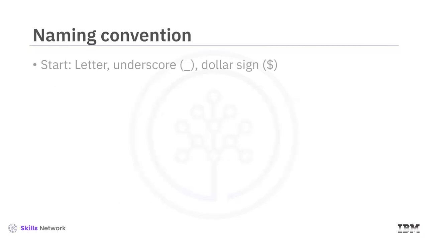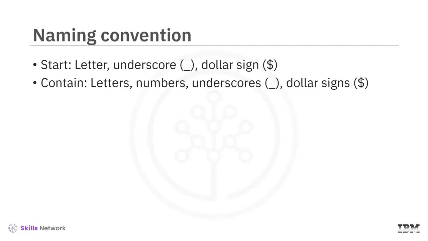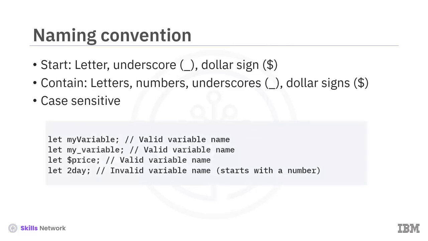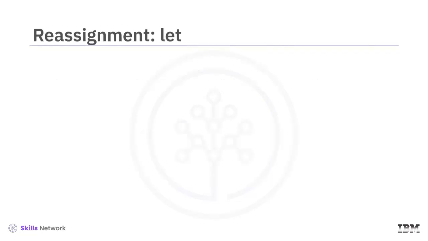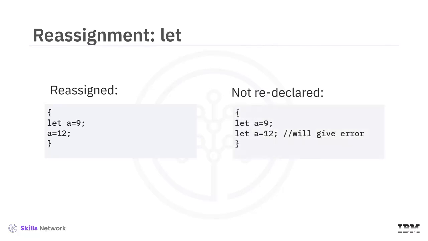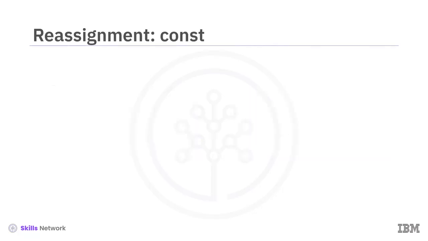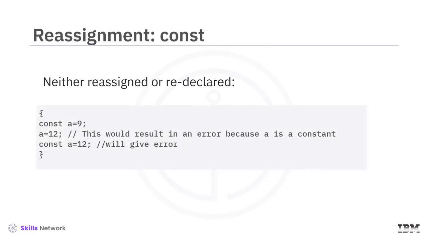Variable names must start with a letter, underscore, or dollar sign, and can contain letters, numbers, underscores, and dollar signs. Variable names are case-sensitive. Here are a few examples of variable names. Variables declared with let can be reassigned, but not redeclared within the same block, while variables declared with const are constant and can neither be reassigned nor redeclared within the same block.